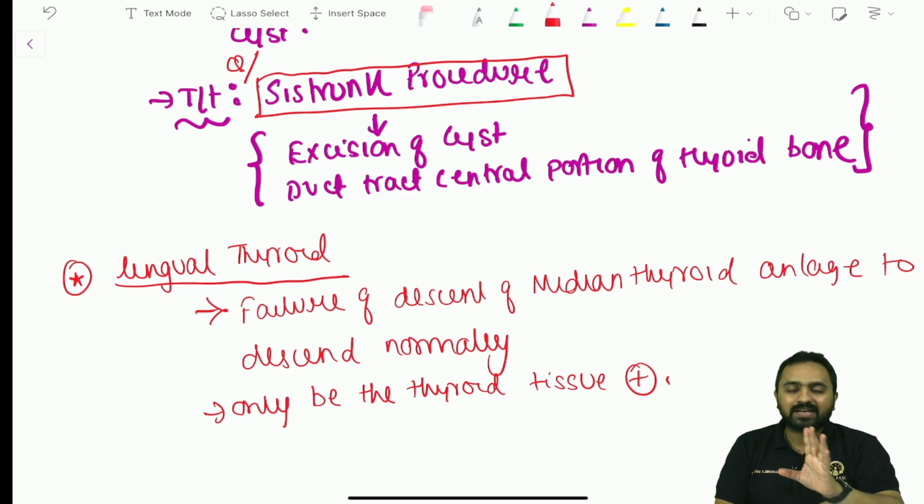Now one question that you cannot ever miss from this is the Sistrunk procedure, which is done for thyroglossal cyst, and please do remember that in the Sistrunk procedure you do excise the hyoid bone.